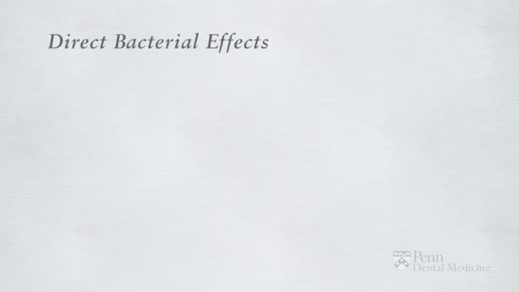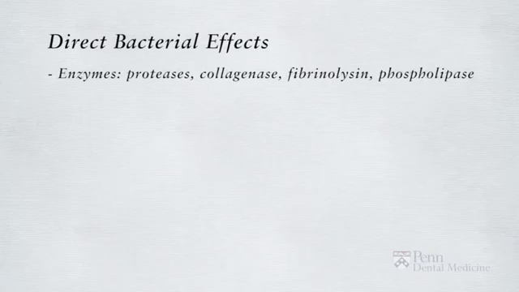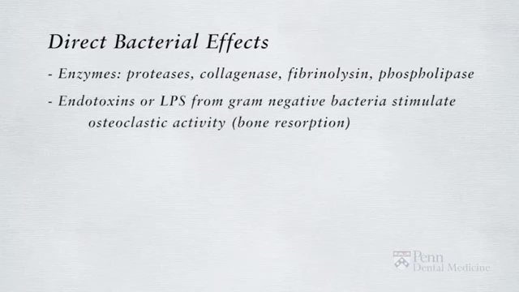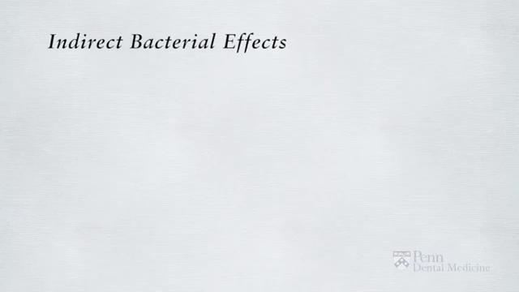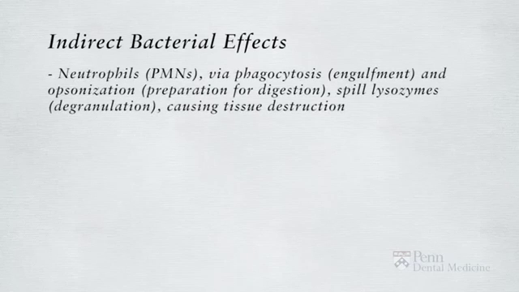There are direct bacterial effects. Bacteria release enzymes such as proteases, collagenases, fibrinolysin, and phospholipase. Parts of cell walls of gram-negative bacteria are the endotoxins, which are also the lipopolysaccharides, and those stimulate osteoclastic activity, which is bone resorption. There is also the indirect effect of the bacteria through immune system and inflammation.